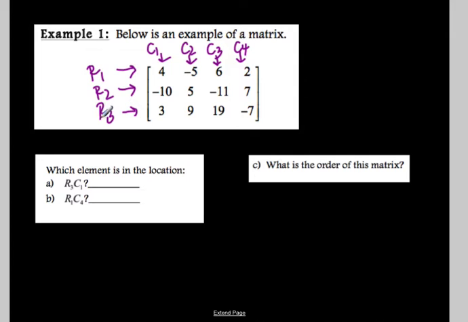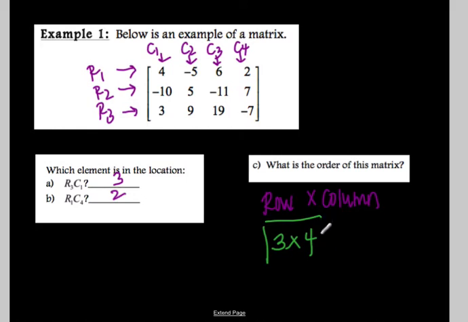So row 3, column 1 would be right here. So my element is 3. Now I want row 1, column 4. So here's row 1, column 4, the element 2. Finally, it wants to know what is the order of this matrix. So remember, to figure out order, it's row by column. For this situation, we have 3 rows and 4 columns, so this is a 3 by 4 matrix.